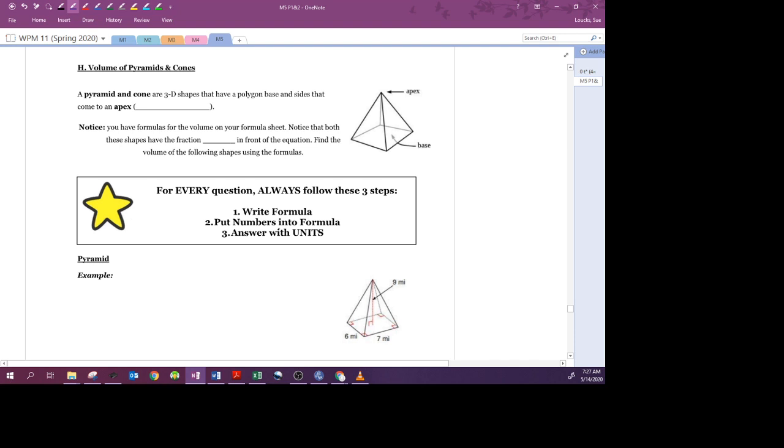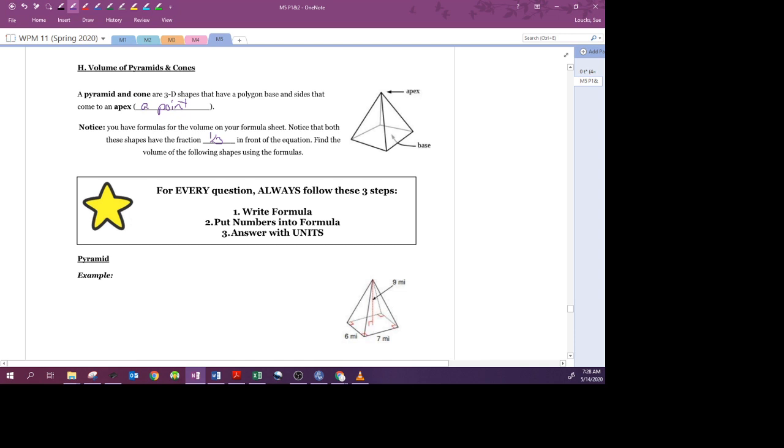Okay, now we're going to do the volume of pyramids and cones. A pyramid and cone are 3D shapes that have a polygon base and sides that come to an apex, also known as a point. You have formulas for these on the formula sheet, and notice that these formulas all have the fraction 1/3 in front of the equation. Which is interesting.